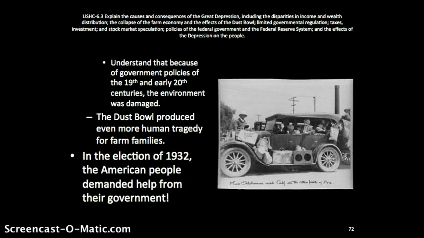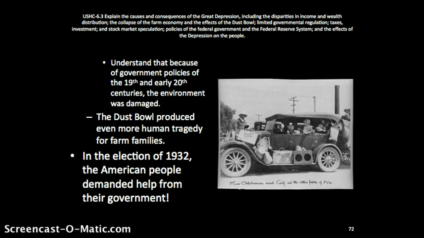Understanding that because of the government policy of the 19th and early 20th centuries, the environment was damaged, the Dust Bowl produced a huge human tragedy for farm families, and they start looking for work in other places. And so by the time we get to 1932, the American people are going to demand help from their government.